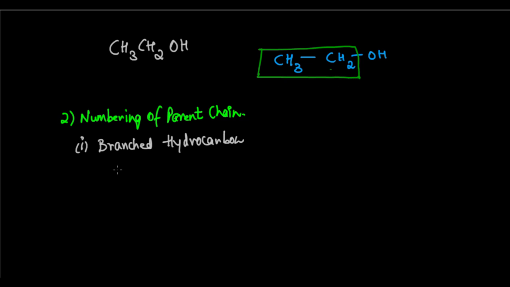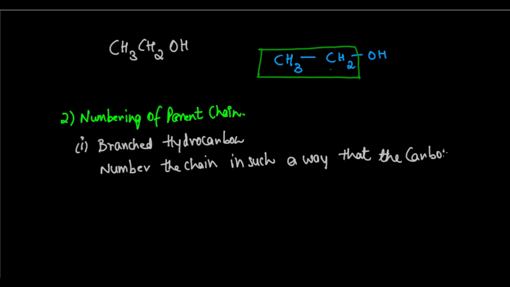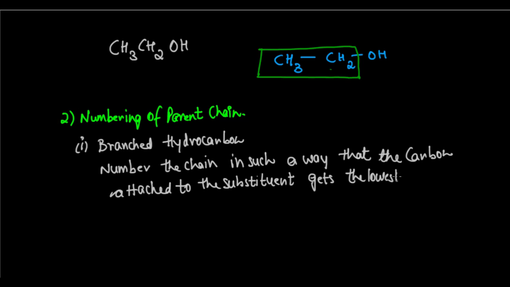So for branched chain hydrocarbons, we number the parent chain in such a way that the carbon attached to the substituent gets the lowest possible number.